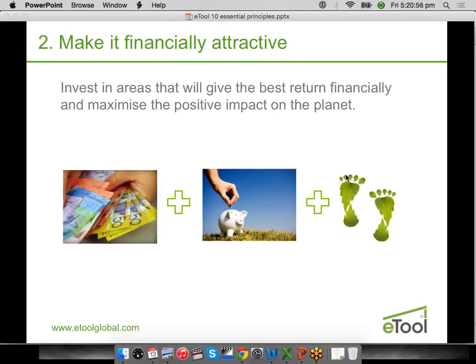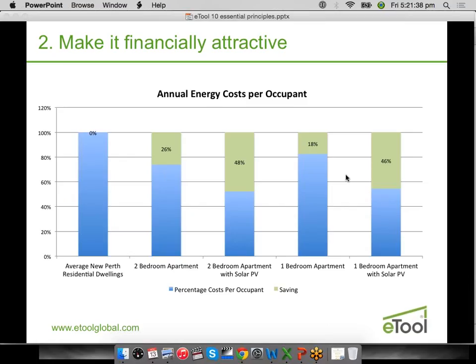Make it financially attractive. It has to be economically viable in order to be sustainable. So pick the initiatives that will have the best improvement on the environment per dollar spent. Sometimes we can spend a lot of money on a certain area that is not giving you a direct benefit to the environment. So make sure you understand the improvement and list the priorities when deciding, if you have a limited budget, where you're going to spend your money to get that improvement.